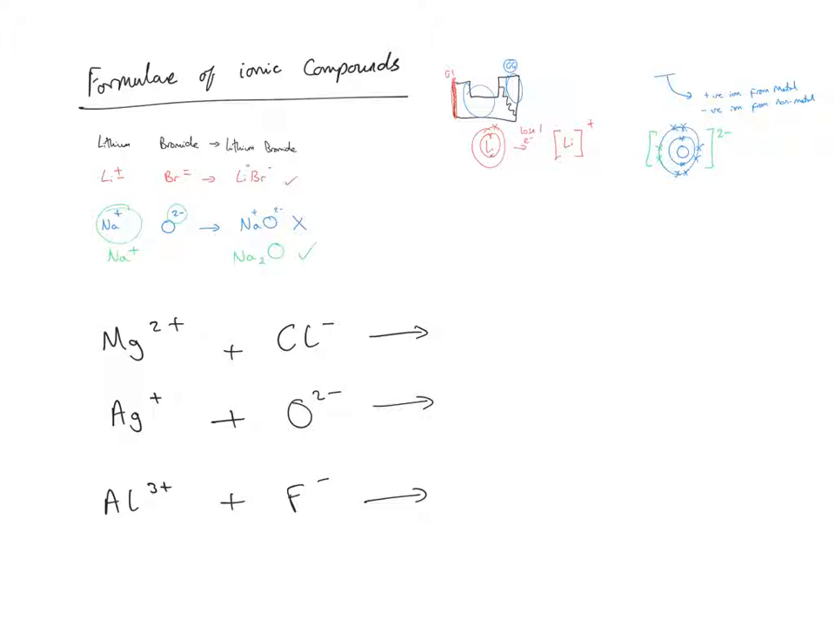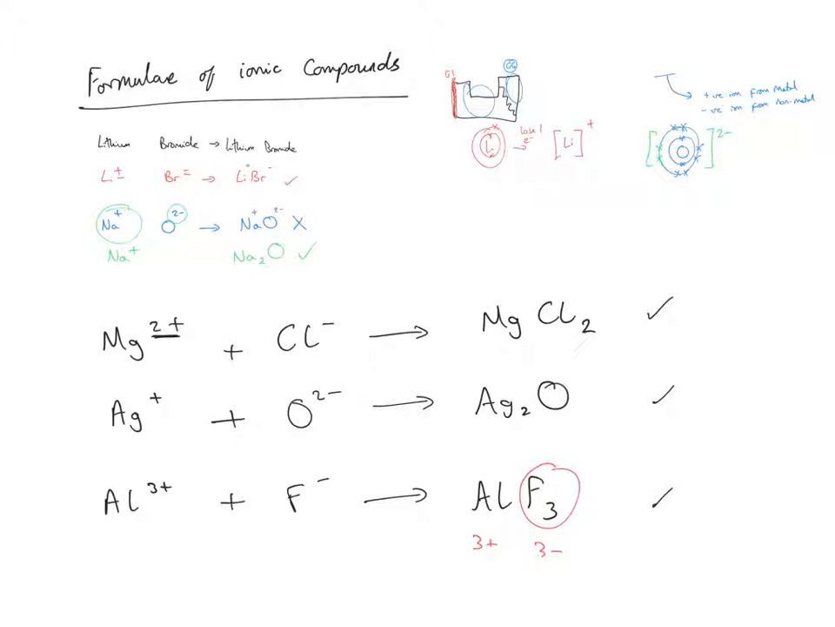So the answers are, I have only 1 magnesium, but it's a 2+, and chlorine with a 1 negative. That would not balance my charges. Instead, I need a second chlorine. That's correct. Here, I need 2 silvers. And here, I would need 3 fluorine. So overall, I now have 3 negatives and 3 positives to make this balance. So these are your 3 answers.